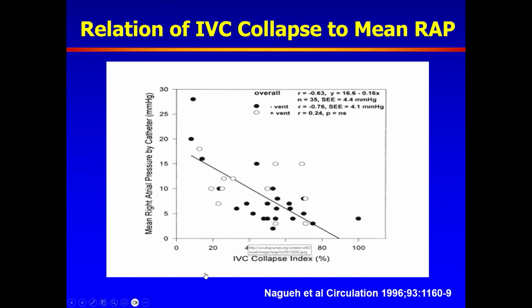There is an inverse relation between the collapse index, how much the inferior vena cava diameter decreases with inspiration, against mean right atrial pressure. The solid circles are patients who are not on mechanical ventilation, and you see a significant, rather decent association, albeit a standard error of estimate of 4.1 millimeters mercury. In comparison, if you look at patients who are on mechanical ventilation, the open circles, there is no correlation. So when someone is on mechanical ventilation, we do not rely on IVC collapse.